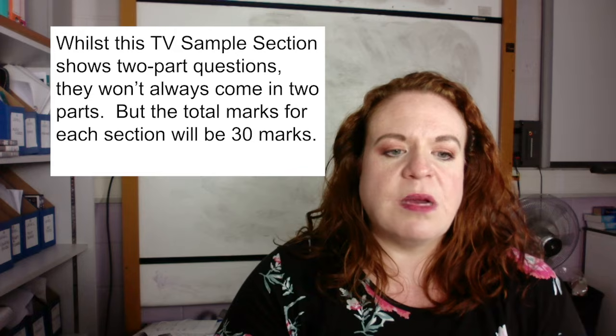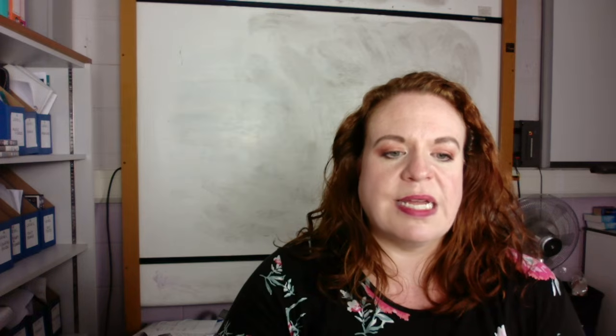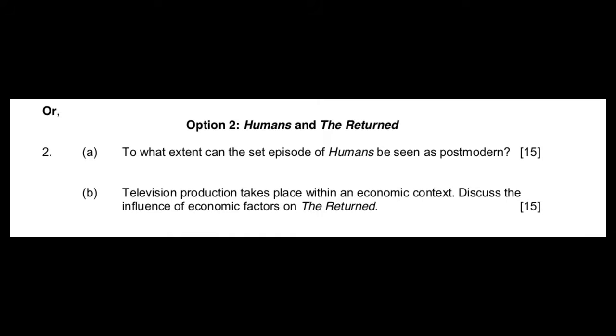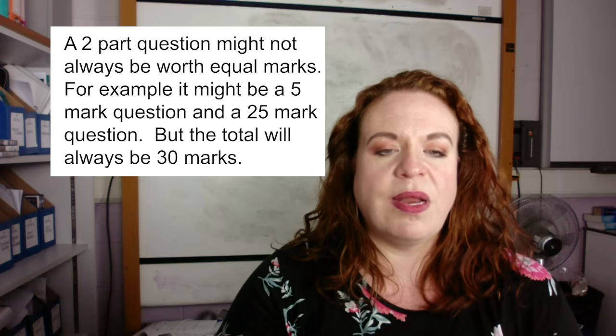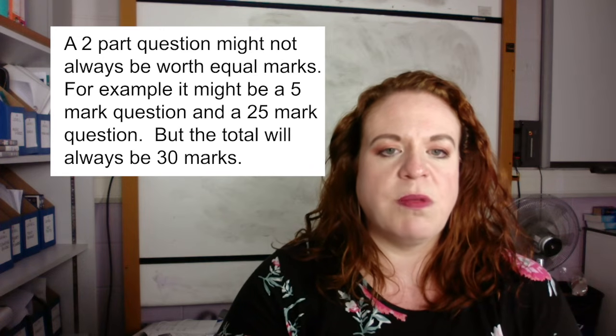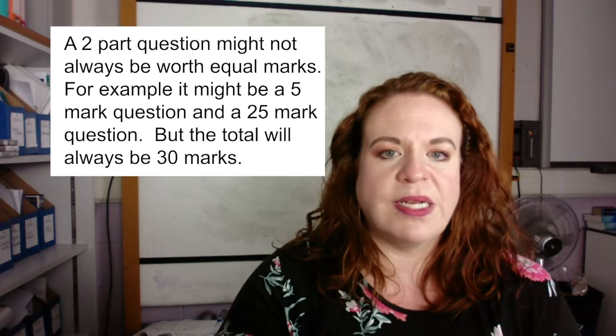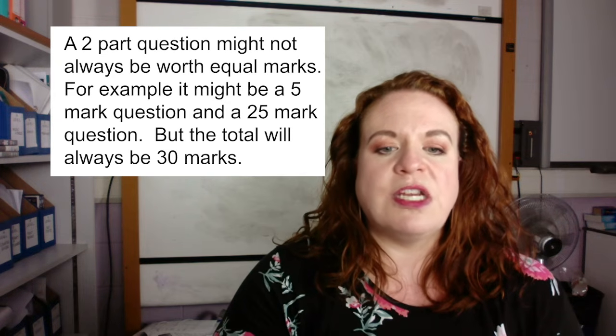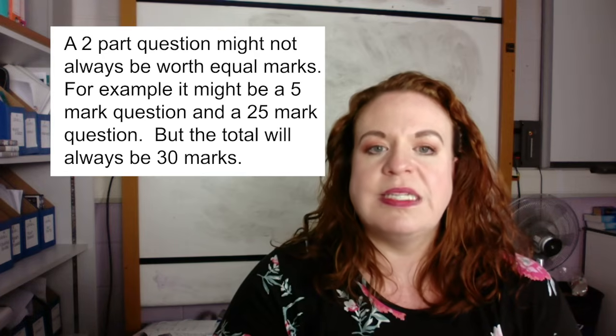So, for example, in this one, my students, like I said, study option 2. There's a 2-part question, A and B, both worth 15 marks. I have seen some exam papers where they're not equally weighted, so 2A is worth like 5 or 10 marks and 2B is worth like 15 or 20, or 25. But what you need to know is it should be 30 marks for the whole section.